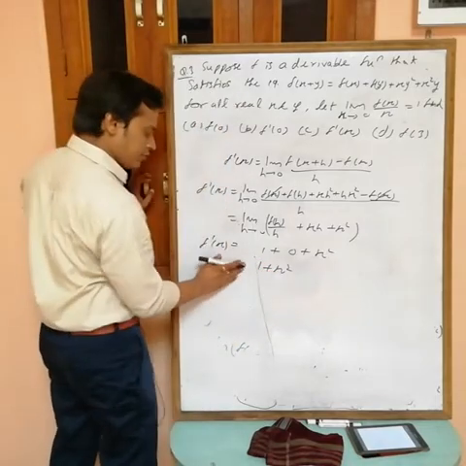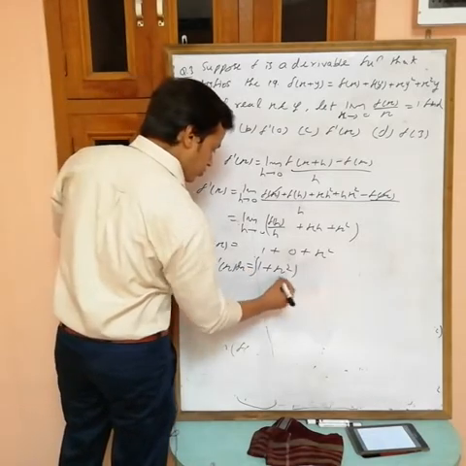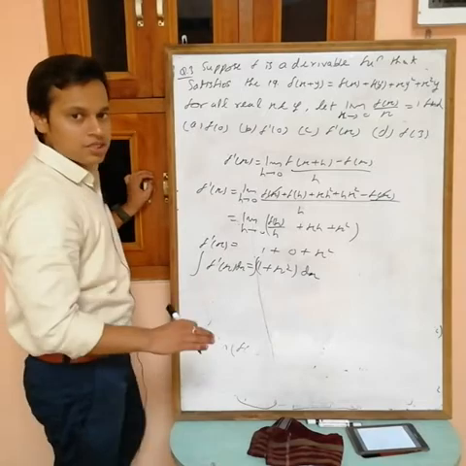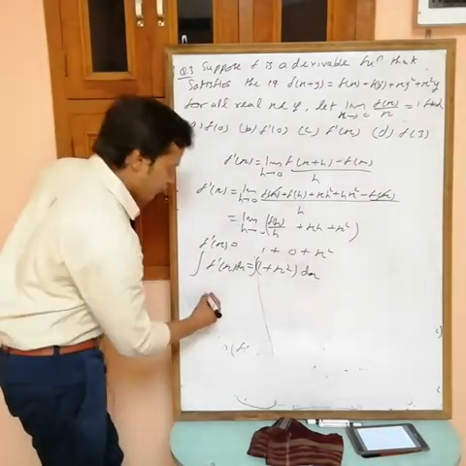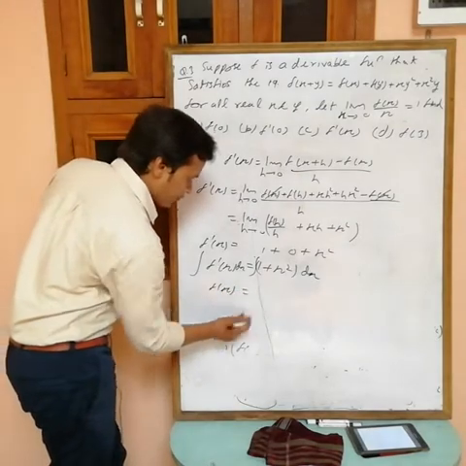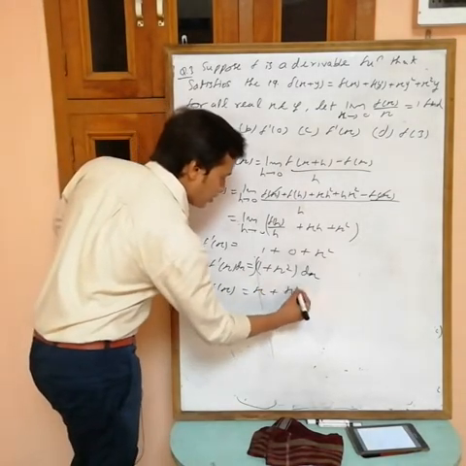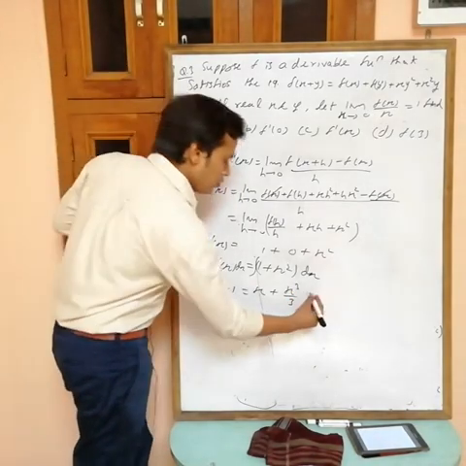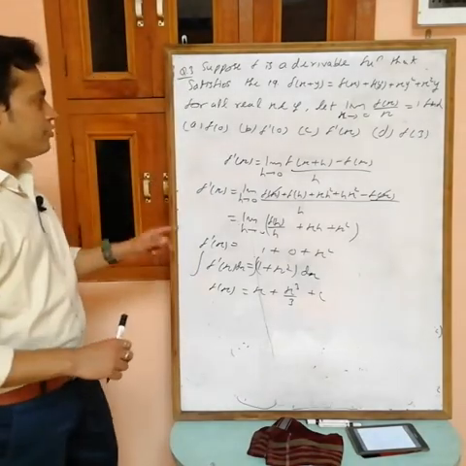So, integration with respect to x. Integration of f'(x) is f(x), since f'(x) is the derivative of f(x). Integration of 1 is x, integration of x² is x³/3. Now plus constant c. Now this is f(x). Now we want the value of c.